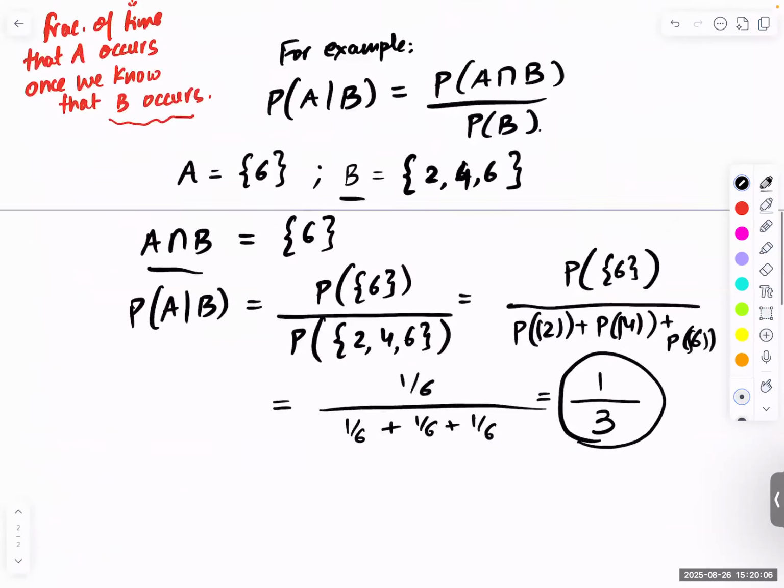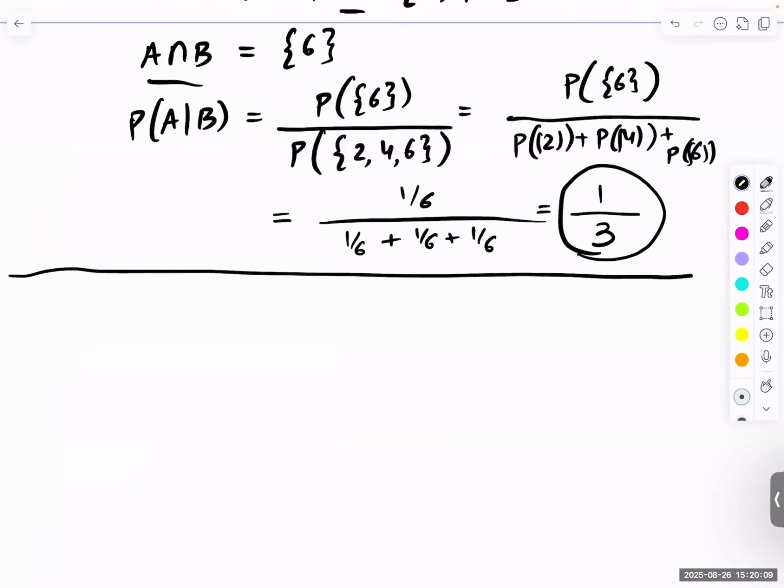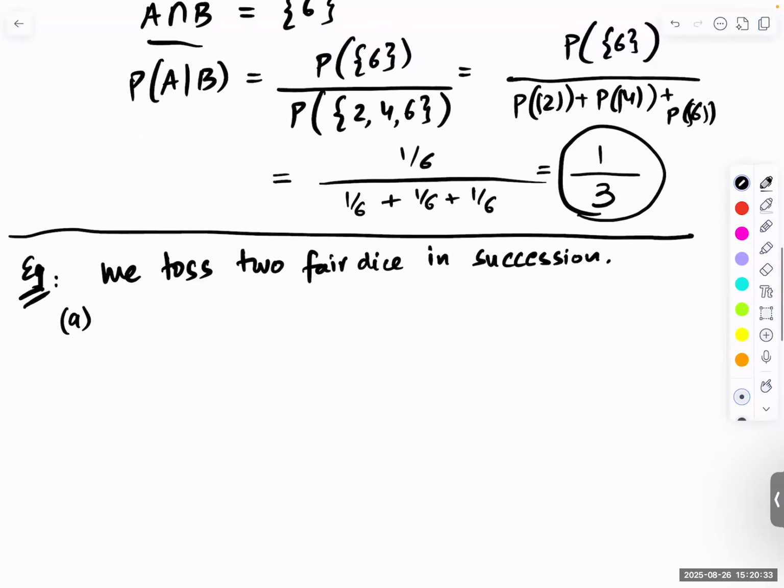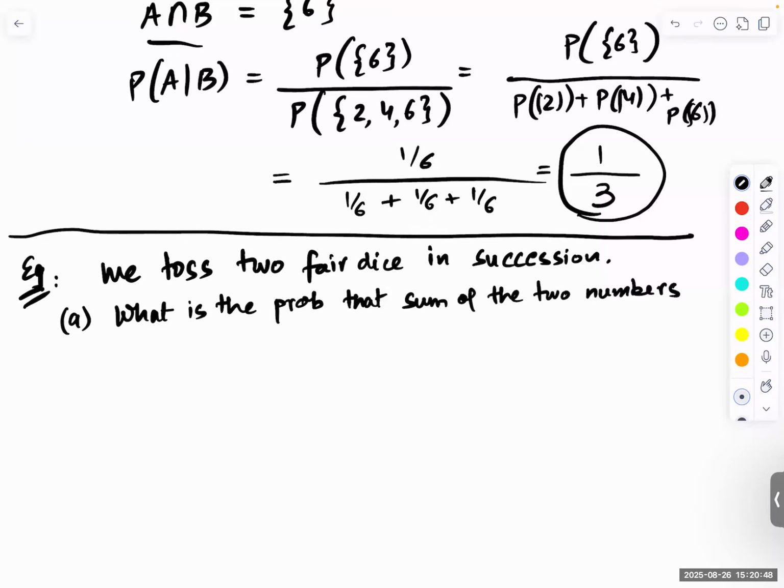Let's do another follow-up example within the same experiment. So moving on to another example. Suppose we toss 2 fair dice in succession. Then I'm going to worry about 2 questions here. So the first question will be the following: what is the probability that the sum of the 2 numbers I see exceeds 6?